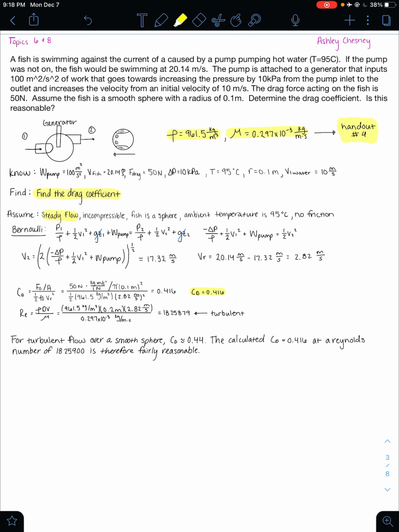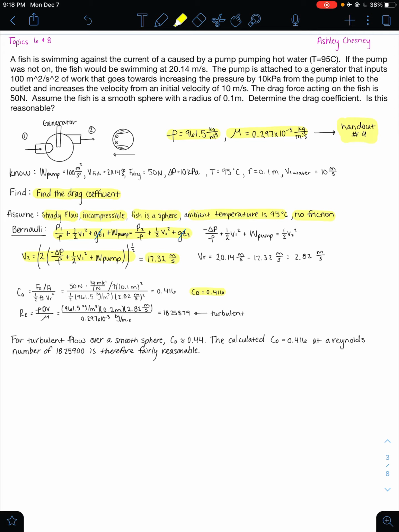For this problem, we assume that there was steady flow, that it was incompressible, that the fish is a sphere, and that the ambient temperature is 95 degrees Celsius and that there's no friction. First, the Bernoulli equation that's including pump work was used, and this was used to solve for V2 in the pump, which was 17.32 meters per second. And this is the velocity of the water that the fish is swimming directly into.